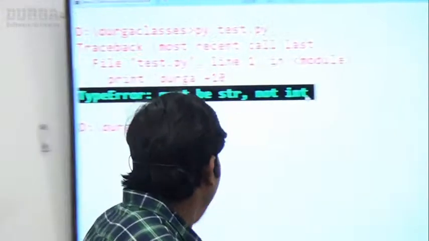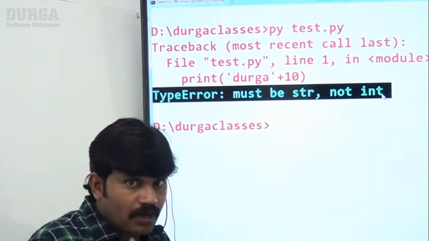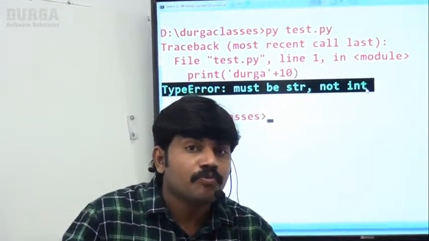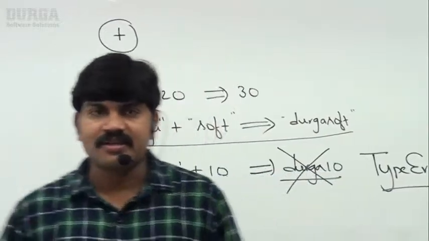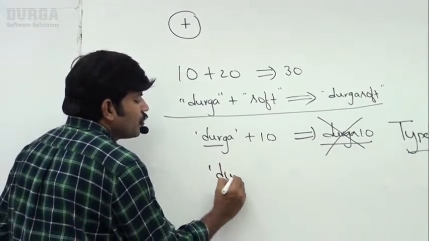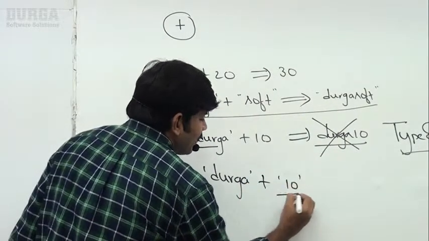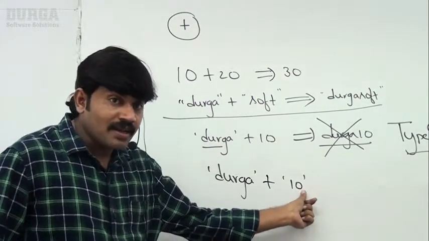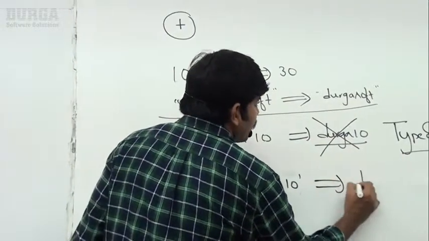So clearly the Python virtual machine is telling, hey, it must be str, not int. So if you apply the plus operator for string objects, compulsorily both arguments should be string type only, otherwise we will get a type error. Clear for all of you, right? Then how can I correct this mistake? There are two ways, sir. Way one: Durga, I'm taking plus, let me take 10 in string form. Even though it is 10, internally it is a string only. So first string plus a second string. What is the answer we are going to get, sir?